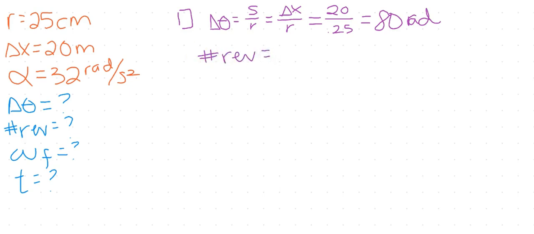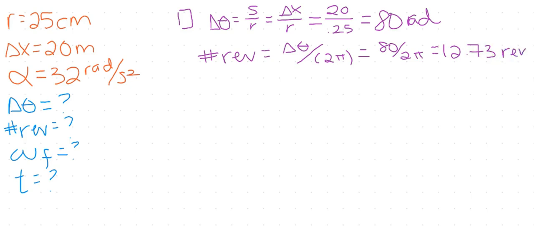And then to find the number of revolutions, we know that one revolution is 2 pi radians. So if you have a total displacement of 80 radians and you divide that by 2 pi, that tells you exactly how many revolutions you experience. So 80 divided by 2 pi ultimately results in 12.73 as a number of revolutions. Now, if the question asked for how many complete revolutions, the answer would be 12, because it doesn't do 13 total.